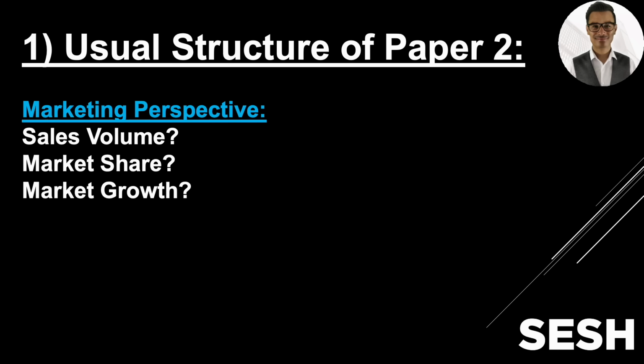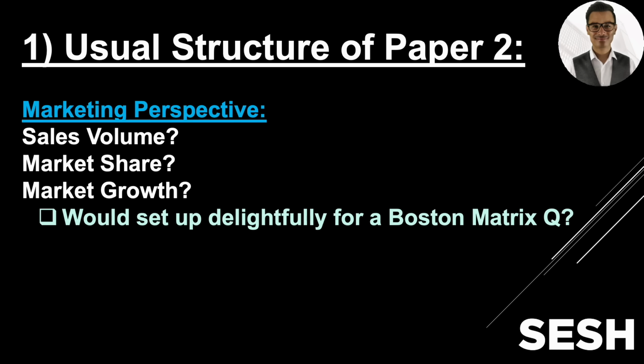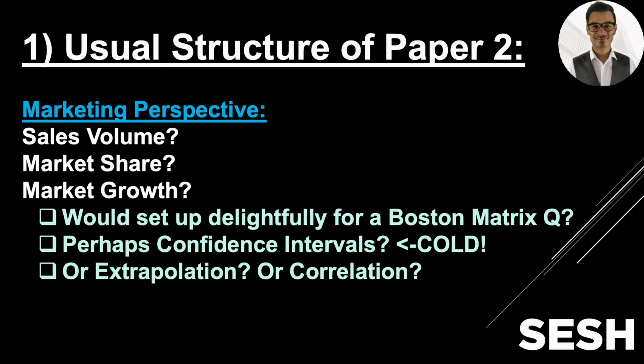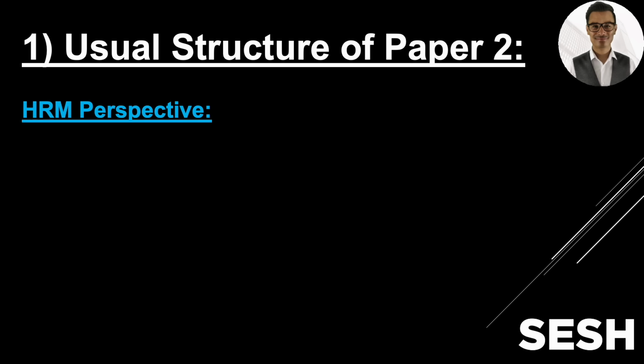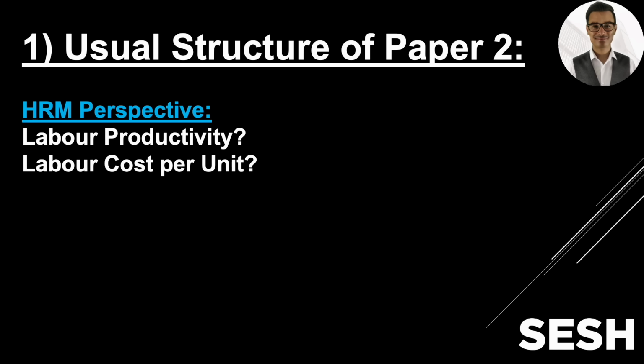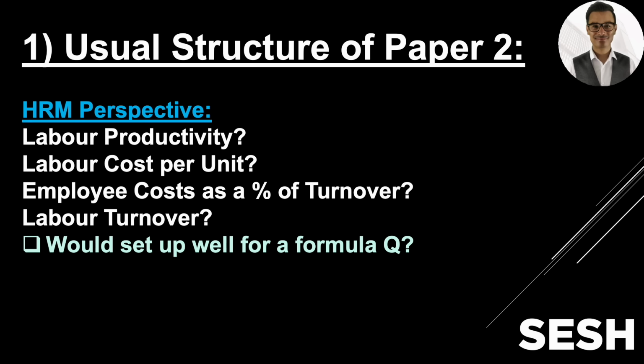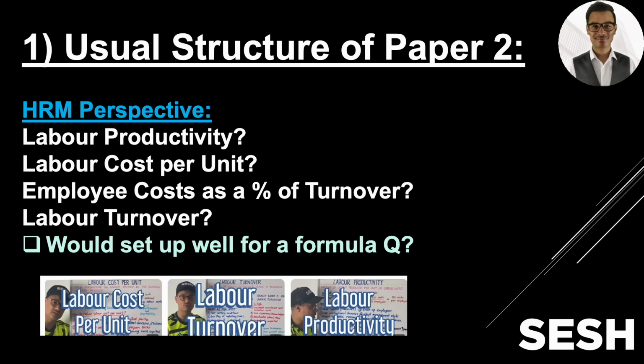The last two, the latter two, well, they would set up delightfully for a Boston Matrix question. And then perhaps there could be confidence intervals there, particularly cold, or extrapolation or correlation. Something there might fit a marketing type case study. Also, you'll want to look at HRM perspective. Labour productivity for sure, labour cost per unit, employee cost as a percentage of turnover, labour turnover, or retention. All of them would set up well for a formula question. If you're unsure of any of them, they've been covered there.